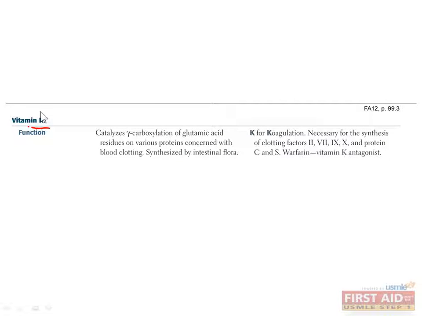Vitamin K, also called phyloquinone, is a fat-soluble vitamin that is mostly acquired from intestinal flora, but also found in some vegetable and animal sources. It's used in the liver to produce clotting factors 2, 7, 9, 10, and protein C and S. This is because it's needed for a step called gamma carboxylation of glutamic acid residues on these proteins. This mechanism is discussed in more detail in the Hem/Onc chapter.